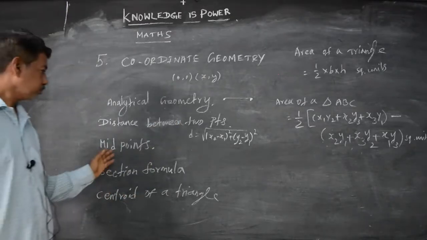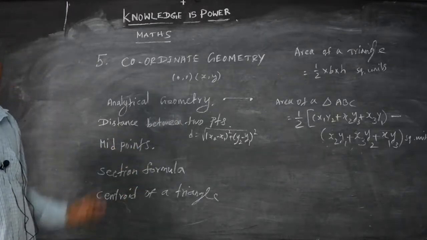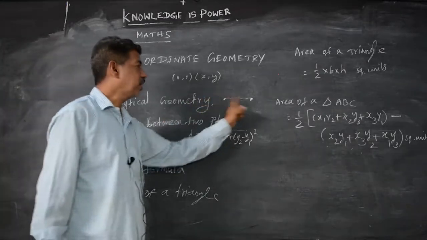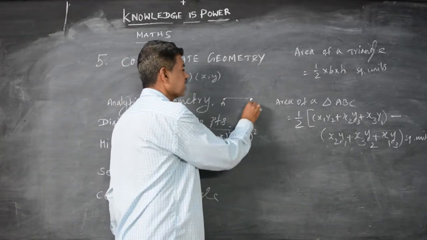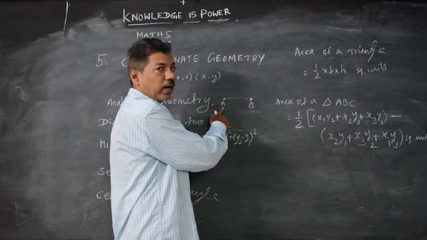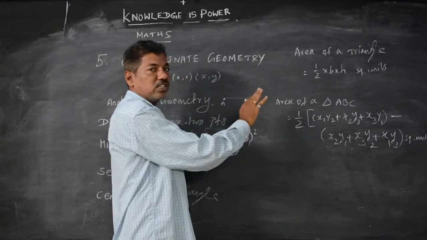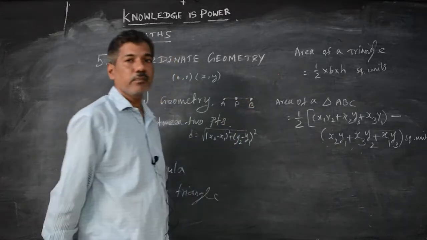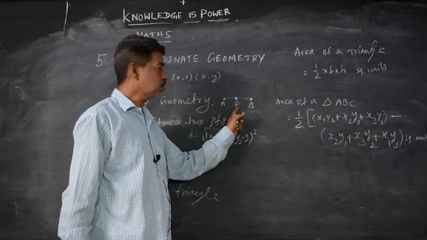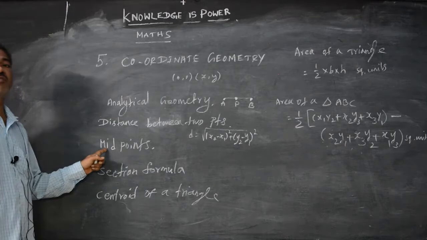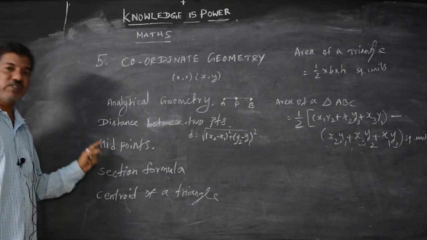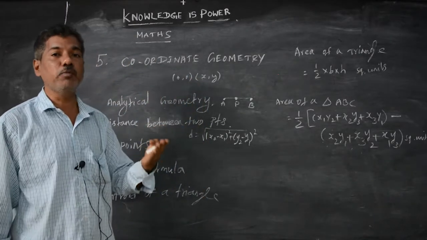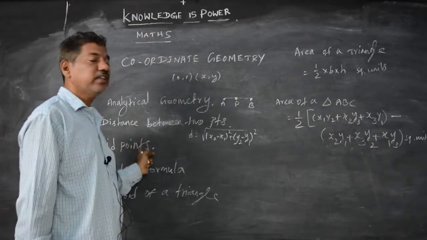Next, midpoints. What is the meaning of midpoint? The midpoint is nothing but the center point. Take a line called AB. In A some coordinates are given, and in B some coordinates are given. If you want to find the midpoint of this, suppose P, you have to find its value. We use the midpoint formula, which we studied last year itself: x1 plus x2 by 2, y1 plus y2 by 2. That is the information about the midpoint.